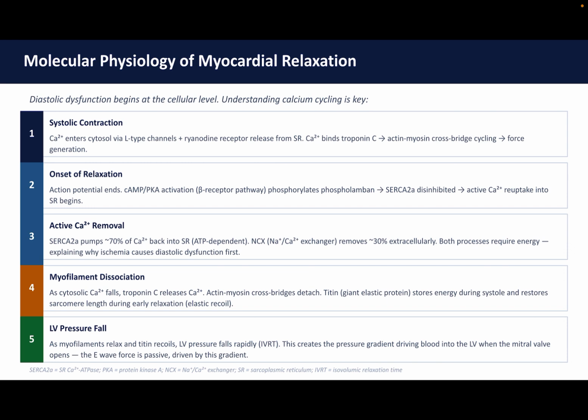Step 1, calcium floods the cytosol during systole. The machine contracts. Step 2, relaxation begins when cAMP and PKA signaling activates, phosphorylating phospholamban and unleashing SERCA2A. Step 3, SERCA2A pumps 70% of calcium back into the sarcoplasmic reticulum. This is ATP dependent, energy required. The NCX exchanger handles the remaining 30%.